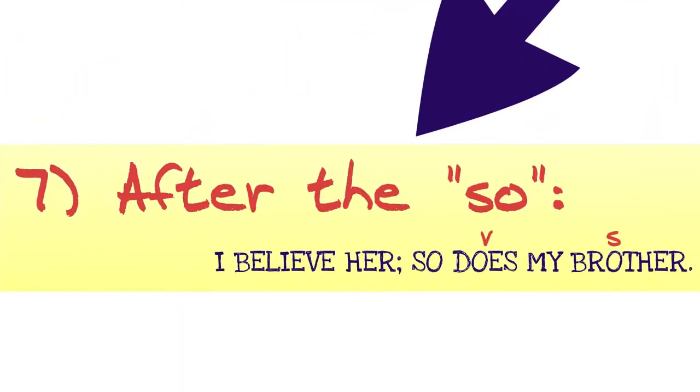And lastly, the verb also comes before the subject when you use the word so. For example: I believe her, so does my brother. Does is the verb and brother is the subject, and because it follows the word so, the verb comes first.